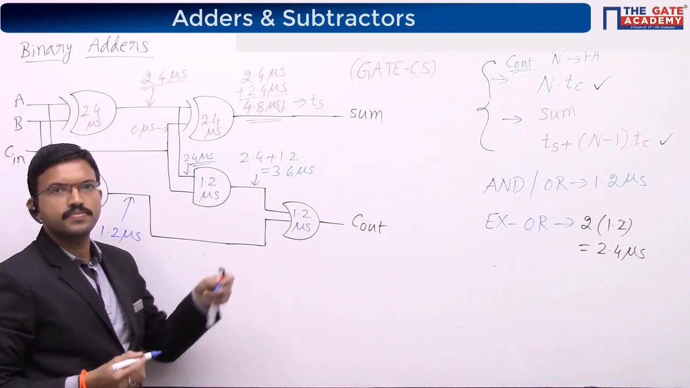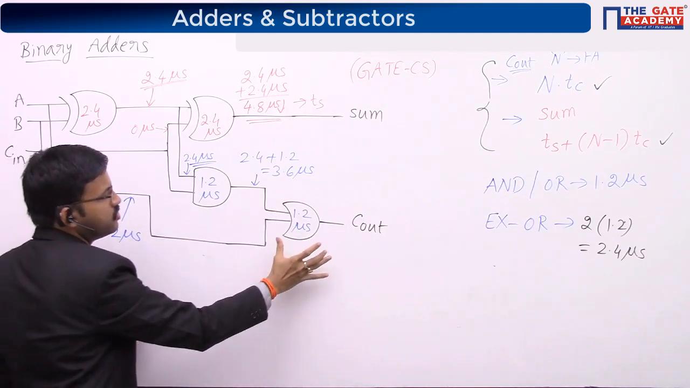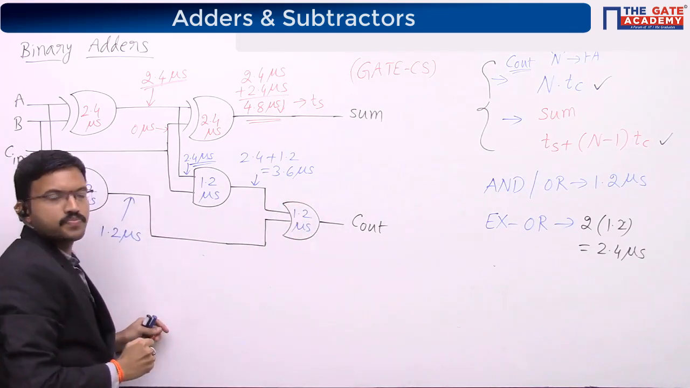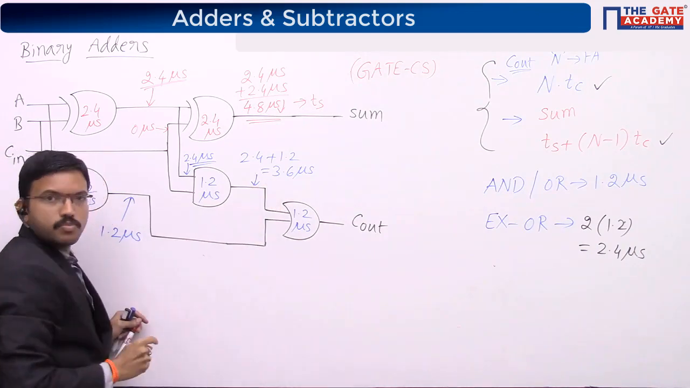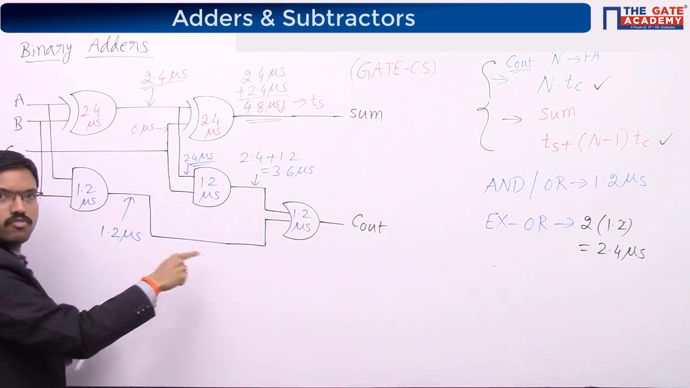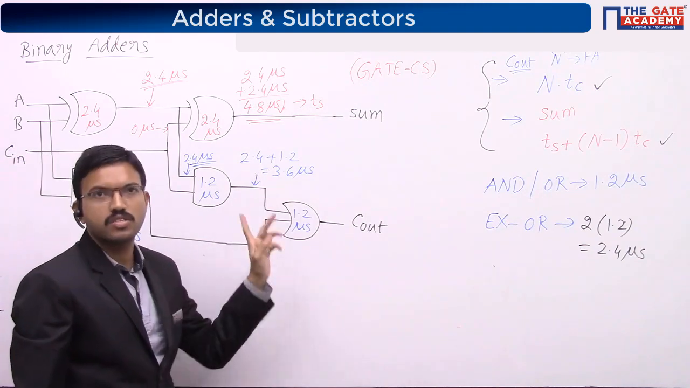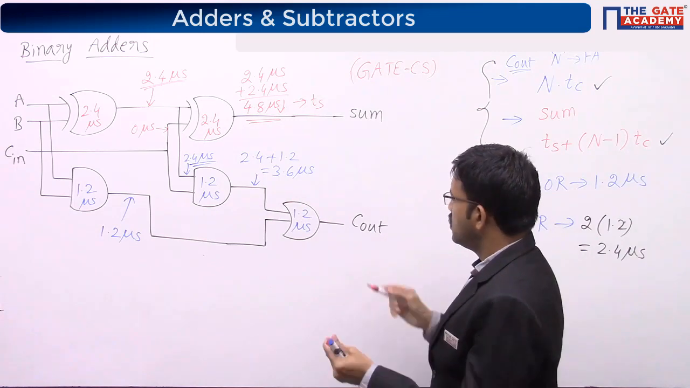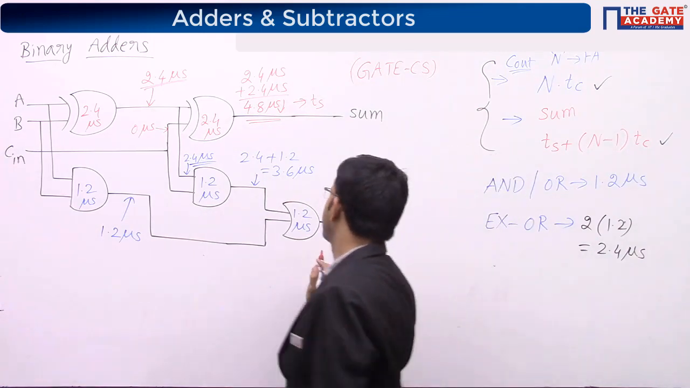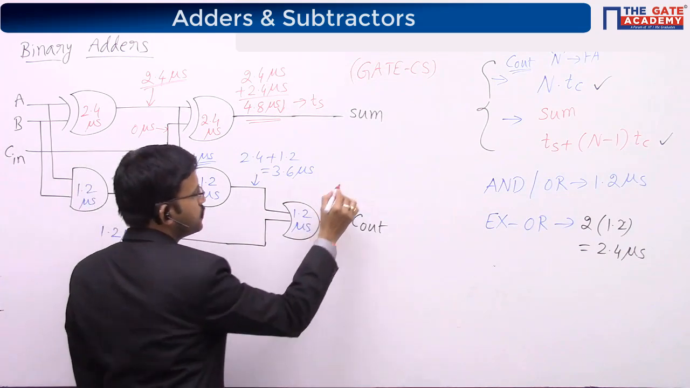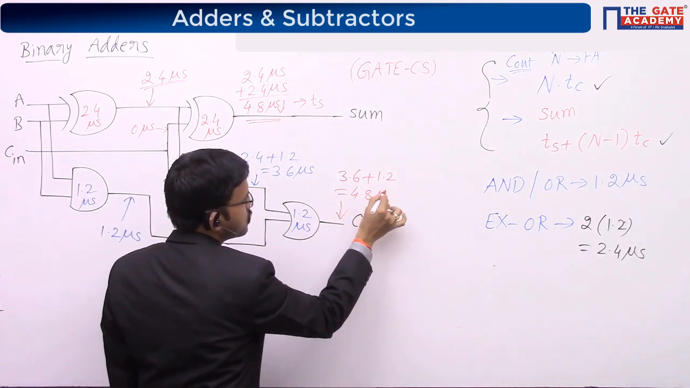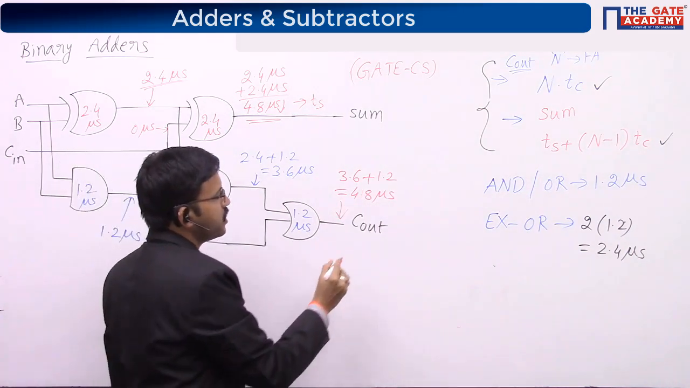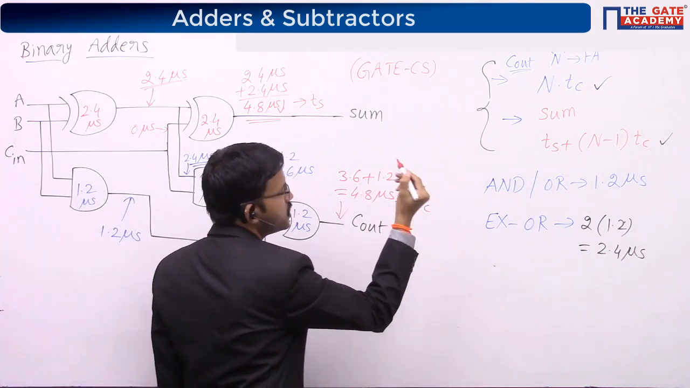3.6 microseconds. Okay, fine. Now, just observe this particular OR gate, having two inputs. One input is coming at 3.6 microsecond, but the other input is coming at 1.2 microsecond. So, which one do I have to consider? 3.6. I have to consider 3.6, right? So, this output will be 3.6 plus 1.2, that is 4.8 microseconds. So, that means this 4.8 microsecond is nothing but the carry, the time required for producing carry, TC.